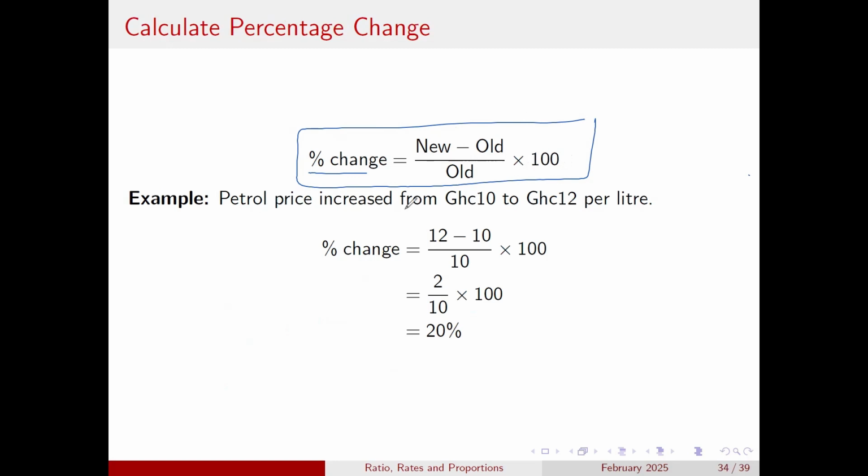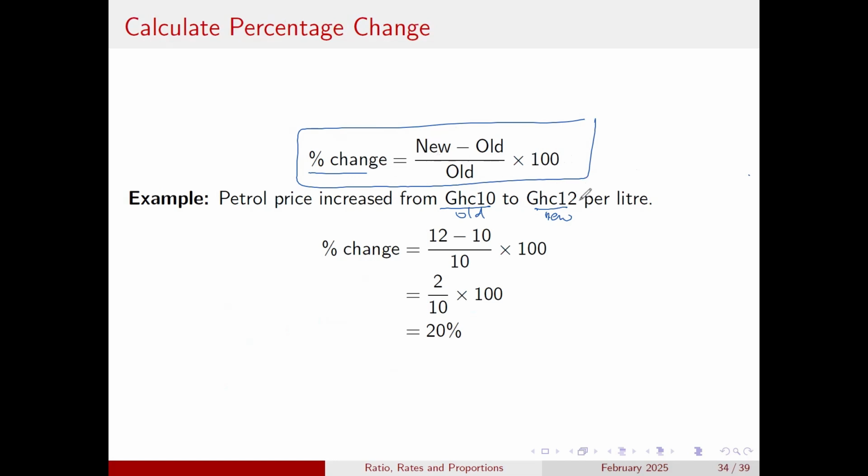Example: petrol price increased from 10 cedis to 12 cedis per liter. In this case, what's the old value? It increased from this to this. So this is the new value, and this is the old value. So once you know your old and your new value, you fix them into the formula, and then you calculate to find your percentage change.